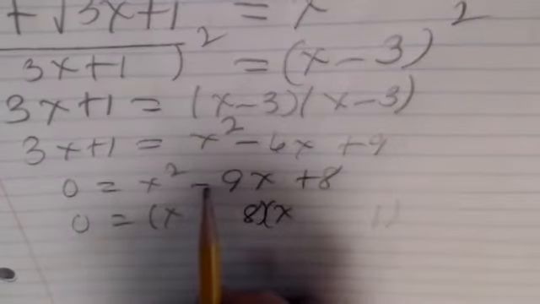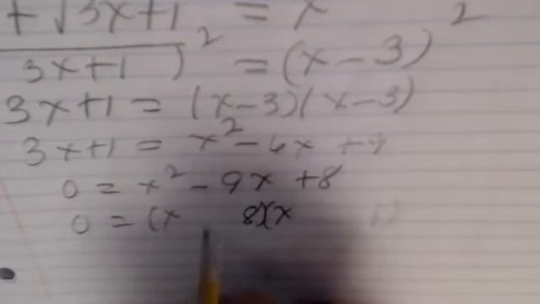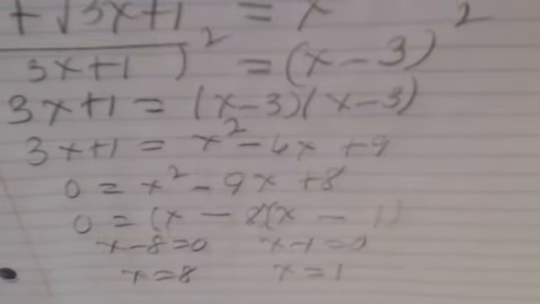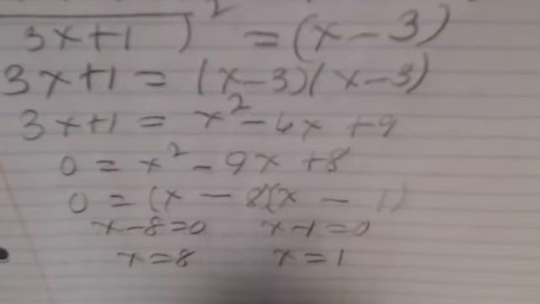Since the middle sign is negative and the tail end sign is positive, both of these have to be negative, because a negative times a negative gives me the positive. We make our two linear equations. So this says that x is 8, and this says that x is equal to 1.